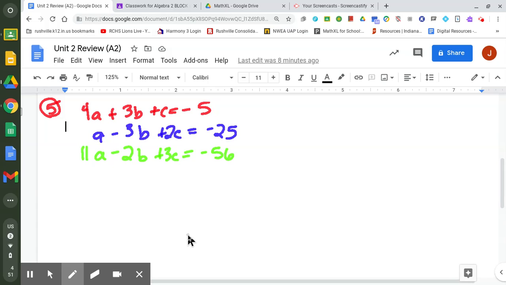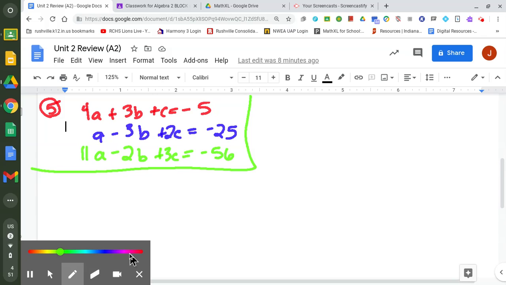Number 5 is the solving of a system of 3 equations. So the first thing that we'll want to do is we're going to take 2 of the equations. Now, if I look at equation 1 in red and equation 2 in blue, it's already set up to eliminate the b. So I'm going to go ahead and try that.